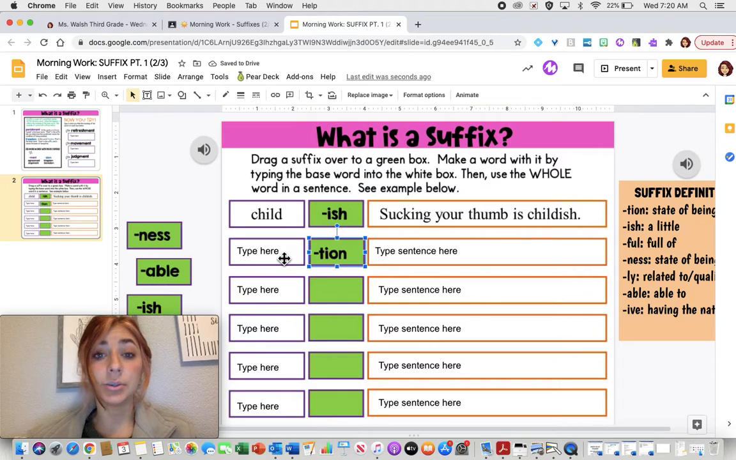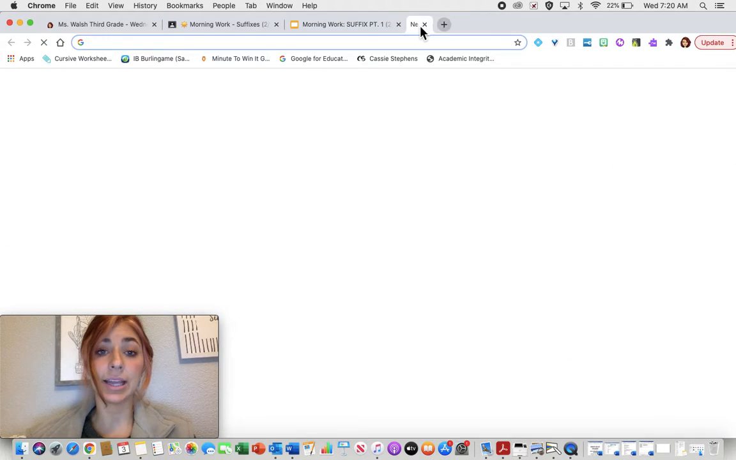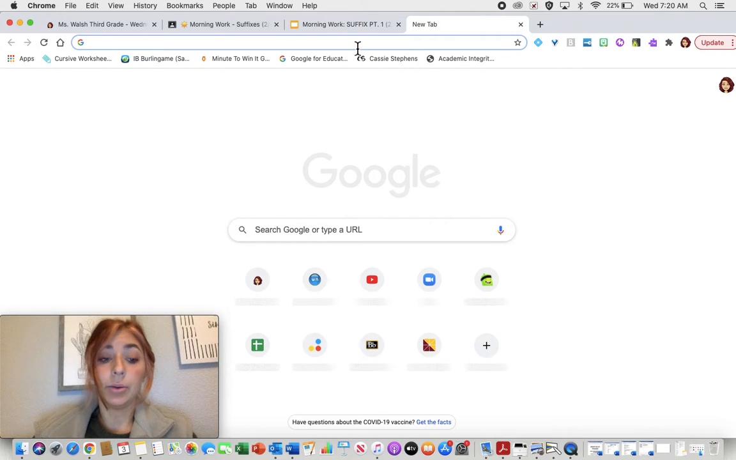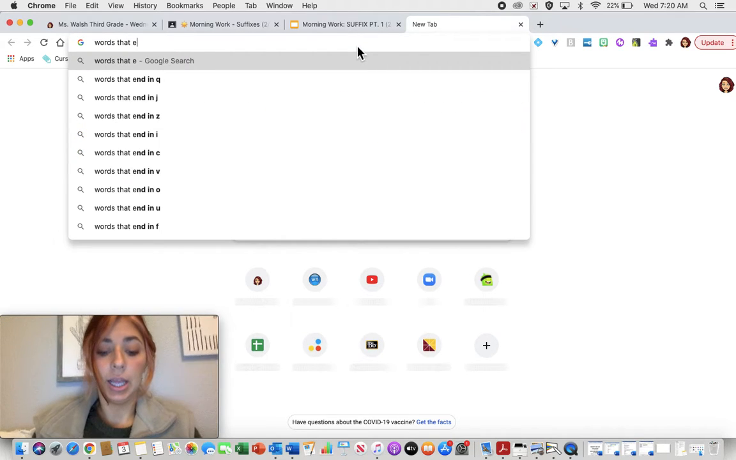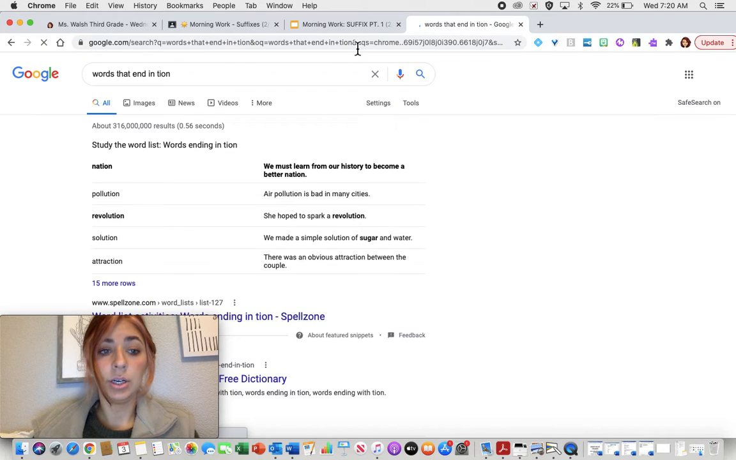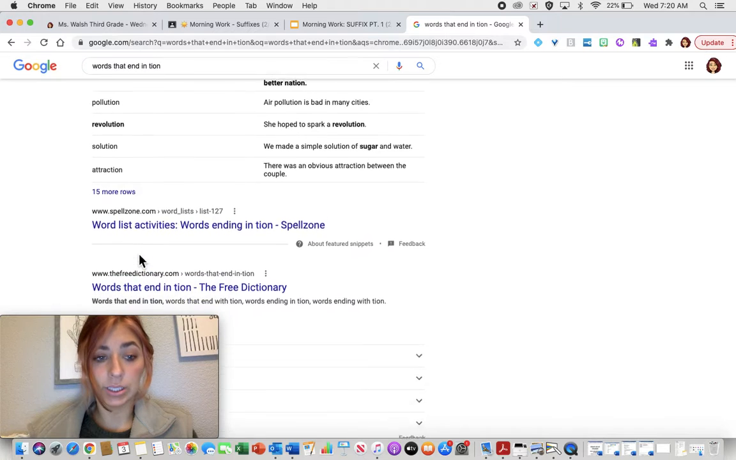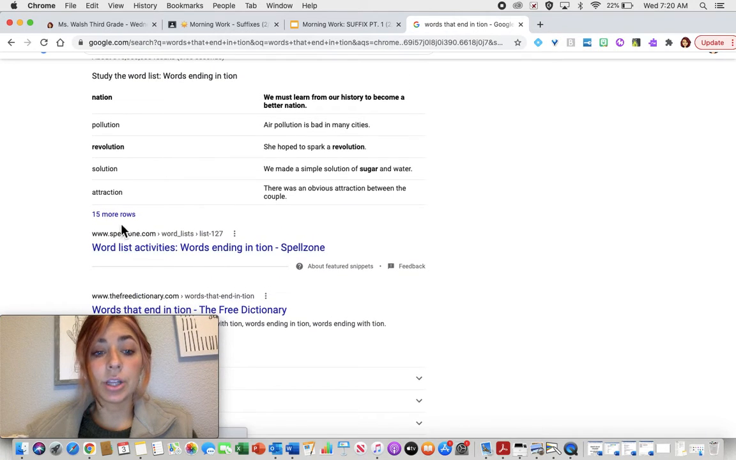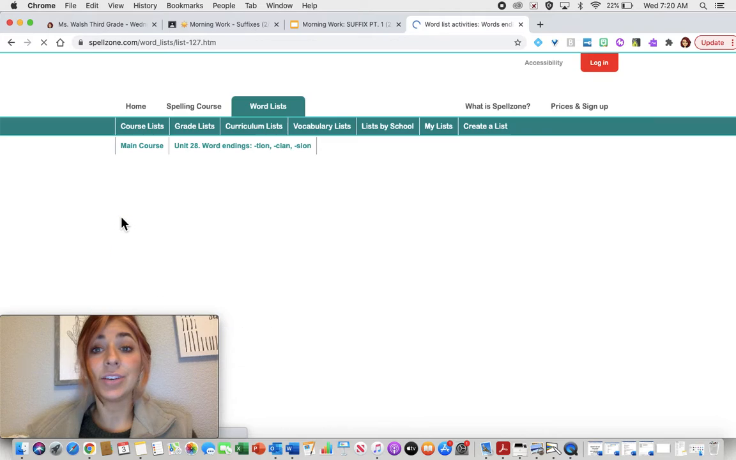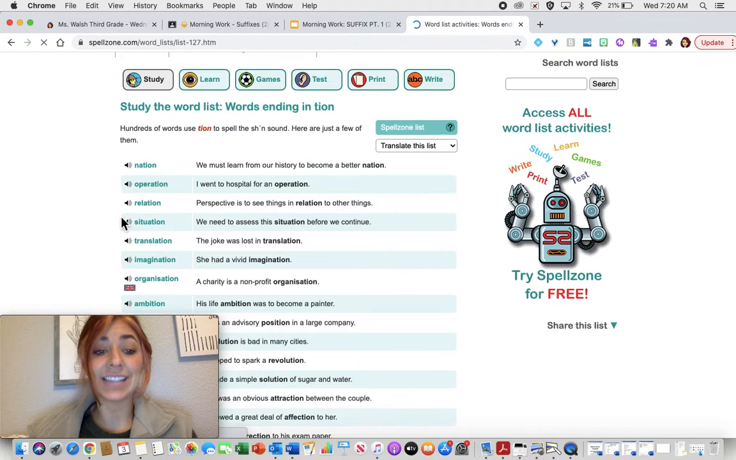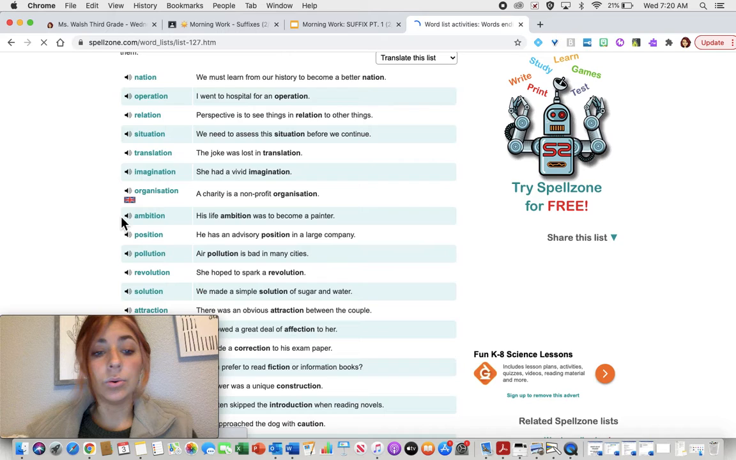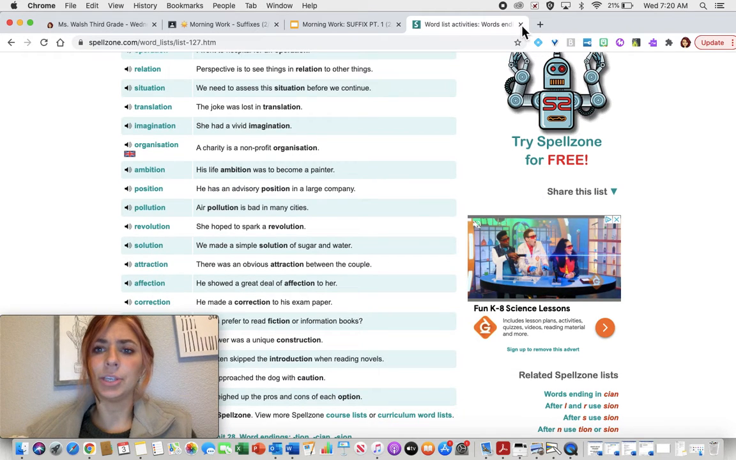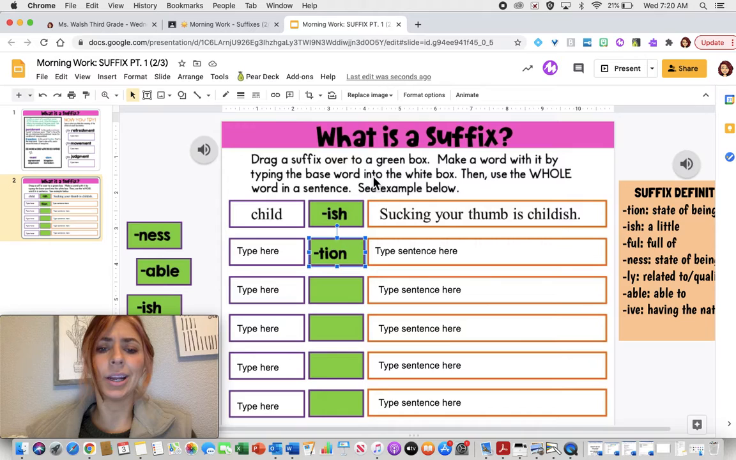If you need to, I'm going to show you a quick trick. You're going to open another tab. Remember, you do that by pressing the plus sign. And you are going to say words that end in tion, and it will give you a whole list of words. You obviously want to make sure that you pick a word that you know, because then you're going to have to use it in a sentence. So I can click solution. Oh, I know what solution means. So I can exit out of that.